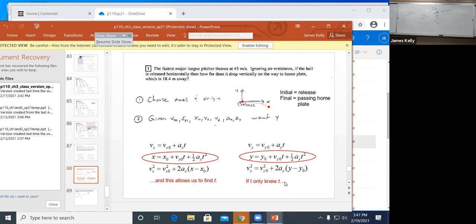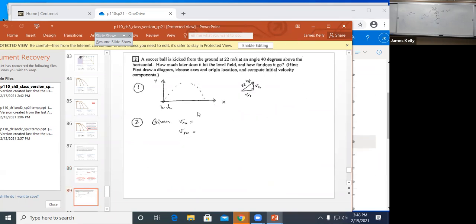Ax is 0, because X is horizontal and things in free fall only accelerate vertically toward the Earth. That equation would allow me to solve for T, because I knew everything on this side except T, and then I could plug it over there. That's a very typical kind of problem progression.